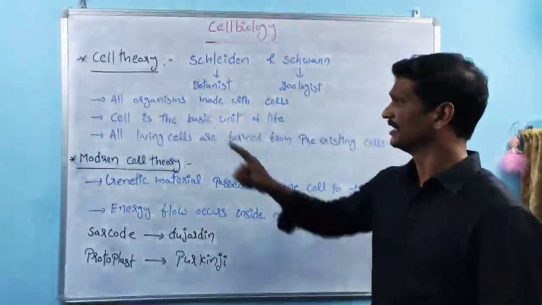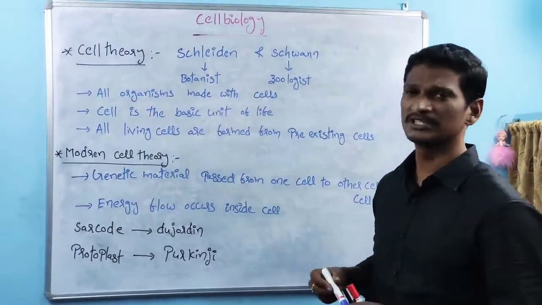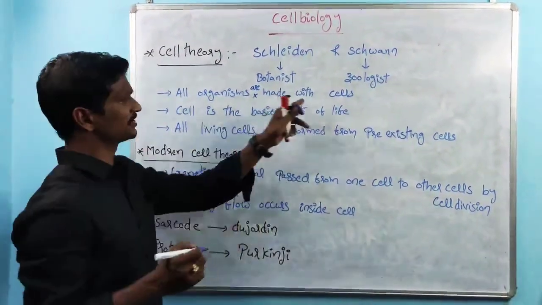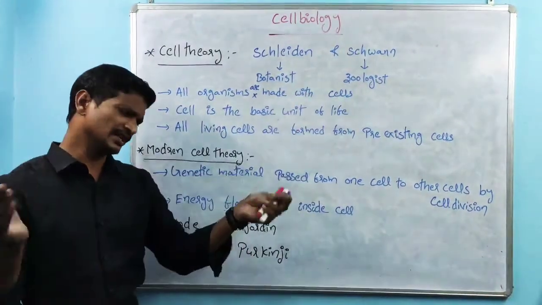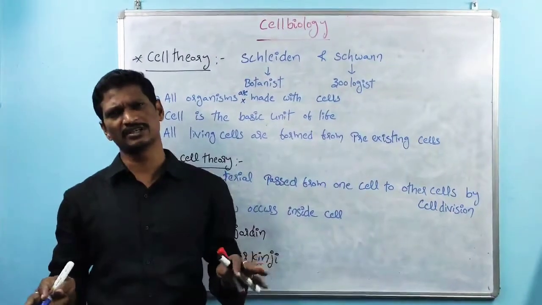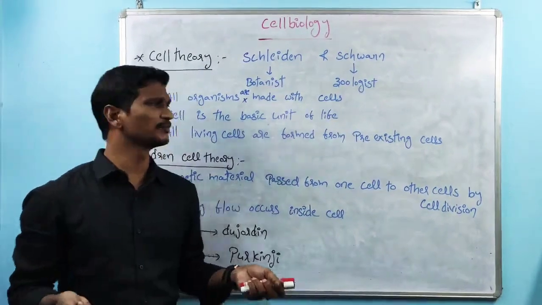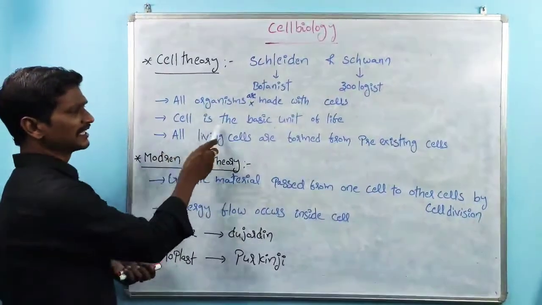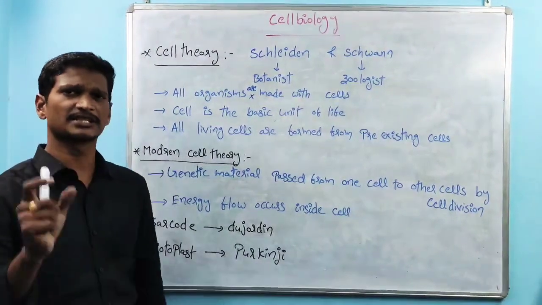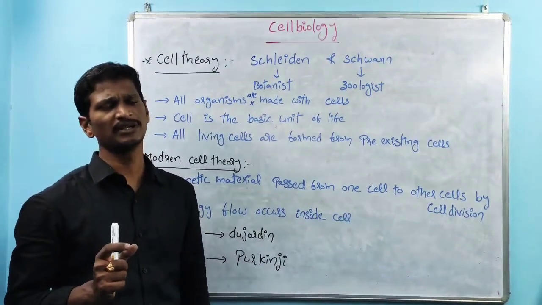What is cell theory? According to the cell theory, all organisms are made up of cells. Any organism, either prokaryotic or eukaryotic, either unicellular or multicellular, is made up of cells. And the cell is the basic unit of life. That is nothing but the cell is the structural and functional unit of life.